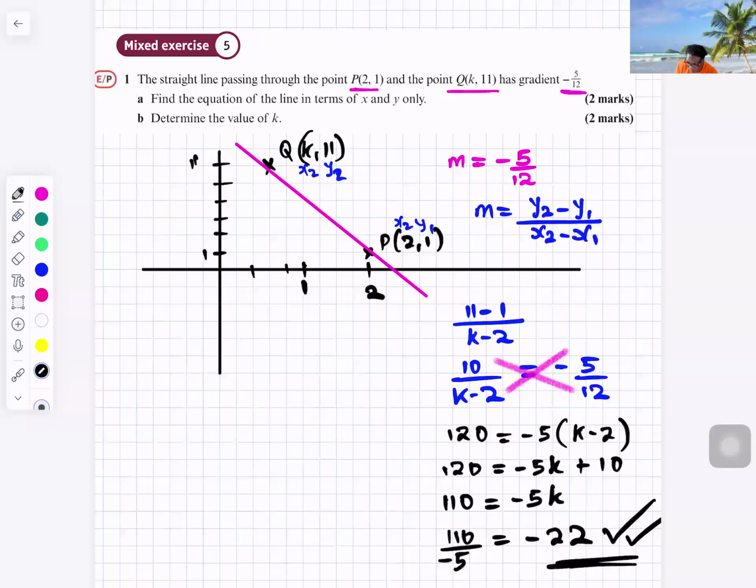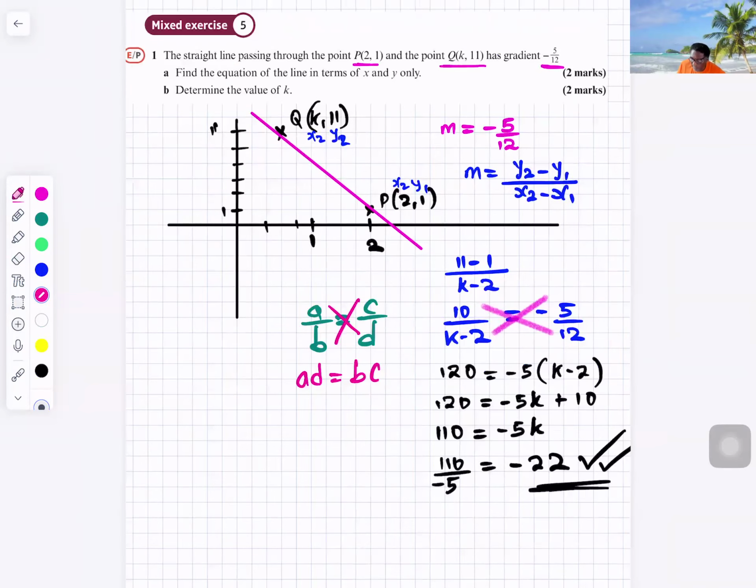Is that what you got? Yeah. Okay. So the method I've used there is called cross multiply. The formula is a over b is equal to c over d, and when you cross multiply, you get ad equals bc. That method is very important to memorize. They do come up in exams, so it's very important to know it. It solves things quickly without you trying to figure them out.